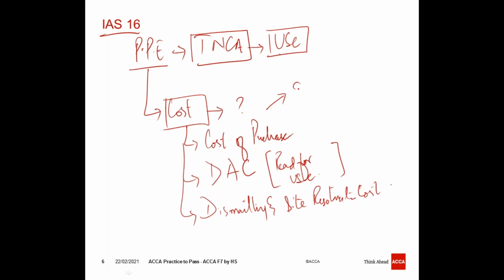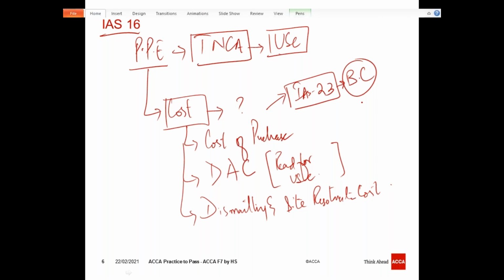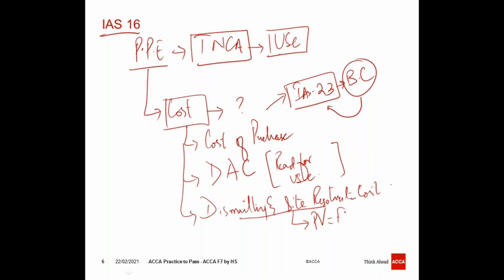We can also capitalize the borrowing cost if IAS 23 allows. Borrowing cost means interest on the loan, which could be capitalized, but it should be in accordance with the provisions of IAS 23. We'll discuss this point later when we are solving the question. Dismantling and site restoration cost is a future cost which you need to record at the present value of the future cash flow. So how do we calculate the present value? The formula is future value times (1 plus i) raised to the power minus n. This is the formula for compound interest.